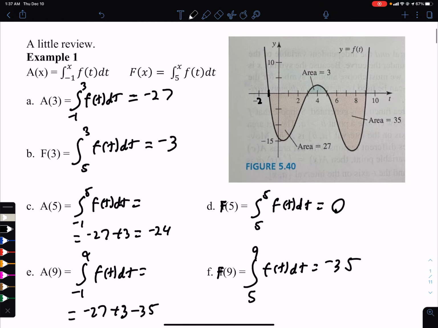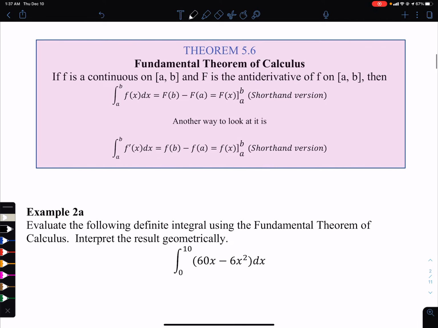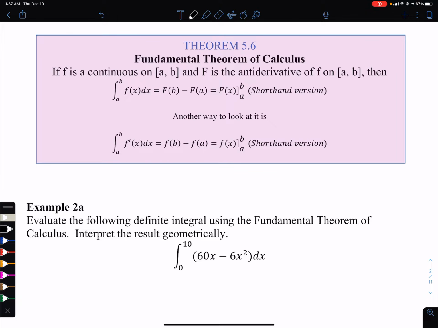All right, so a little bit of reviewing, and now we're going to move on to the fundamental theorem of calculus. So what is this saying? You need to let your brain get wrapped around it. We're going to do some examples and make some big connections from the last section. So you have a continuous function and the antiderivative of f on a and b, so you have both of those.